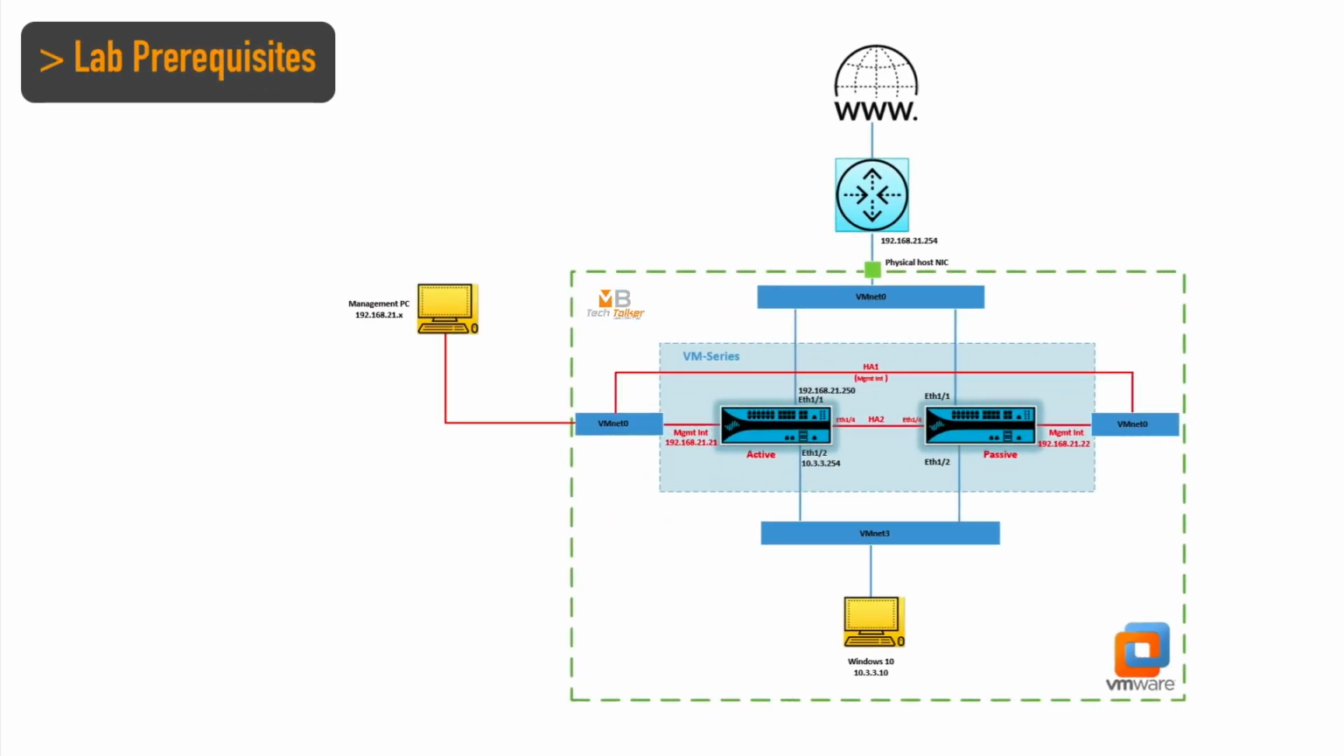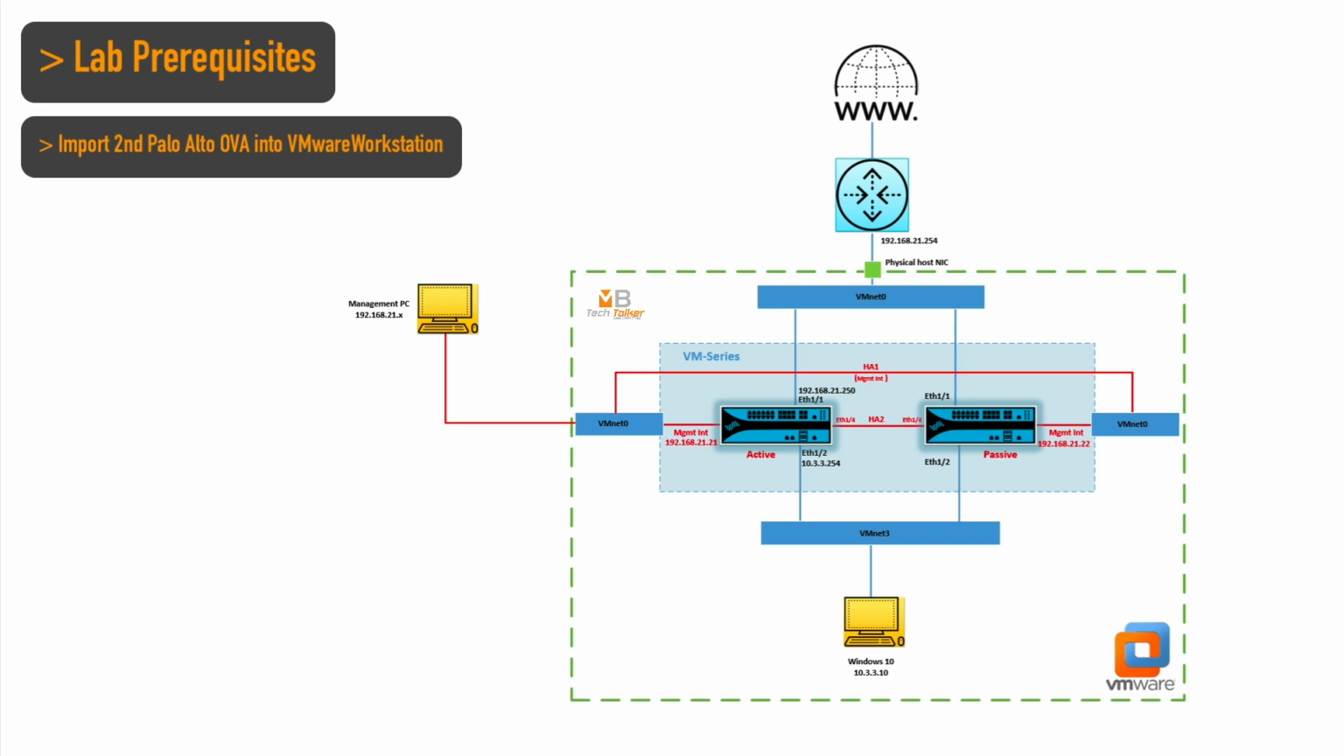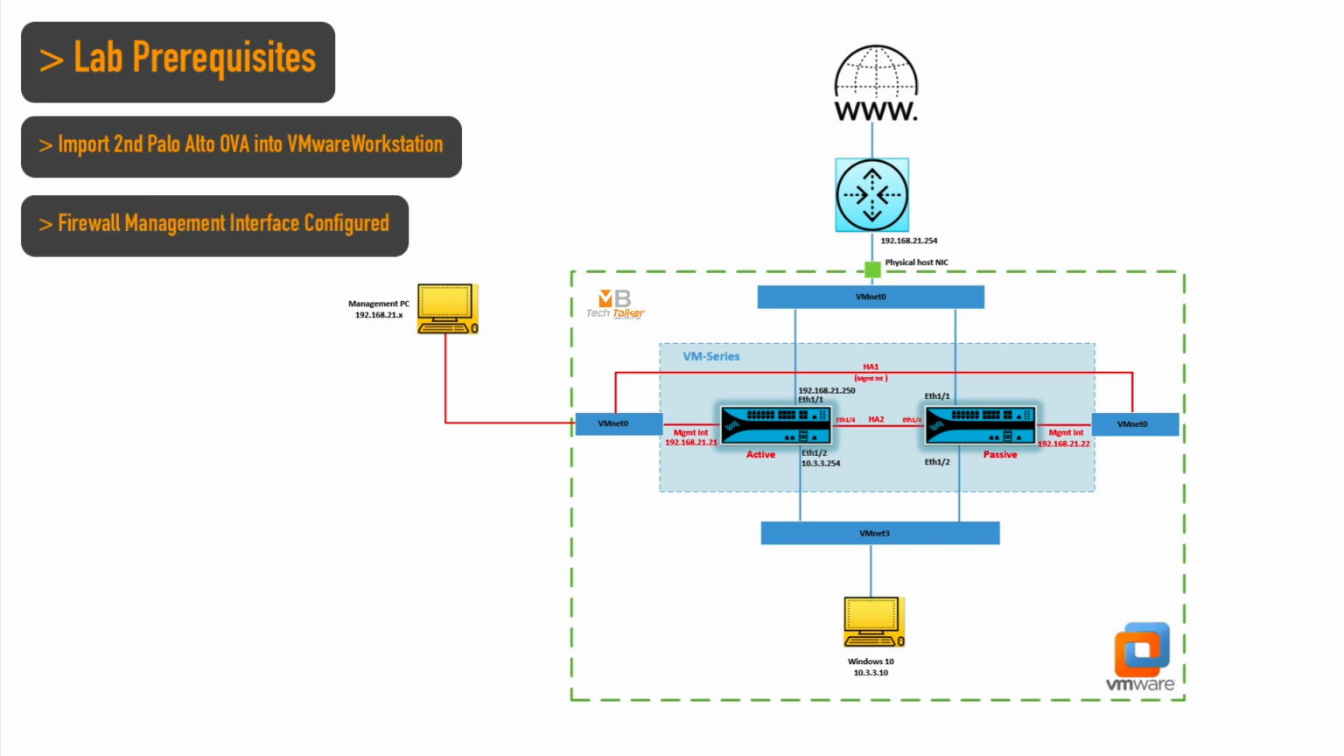So before we start configuring the Palo Alto active passive HA, we need to make sure we understand the lab prerequisites. Make sure you have the second Palo Alto firewall OVA imported into VMware Workstation with a management interface configured and on the same subnet as your existing Palo. Make sure their virtual networking is all set up. If you've not completed the Palo Alto VMware Workstation Lab, then please watch that video first, as it is a prerequisite. I'll add the link to the description below.